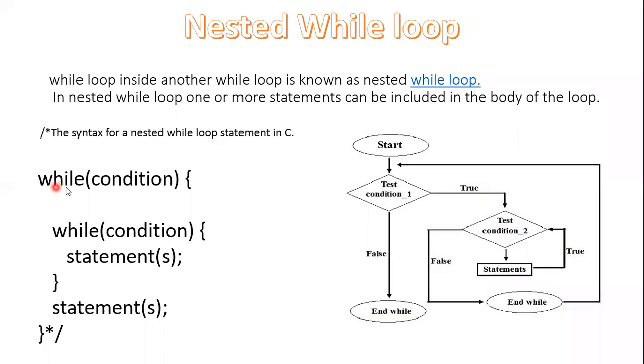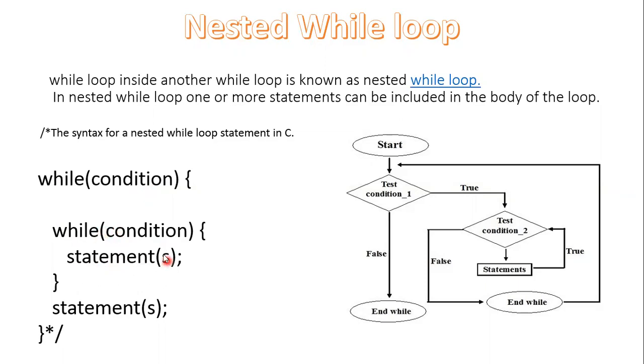Here while is a keyword, and this is the syntax. Inside, you will find the expression or condition. If this condition is true, control immediately flows inside the nested while. When this condition becomes true, it enters the nested while, and the statements related to the nested while are executed.